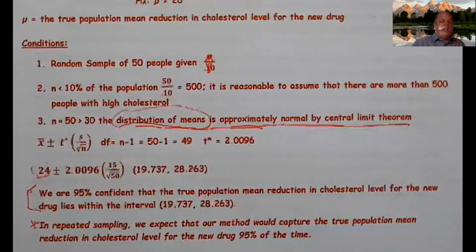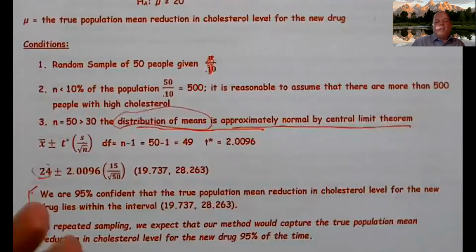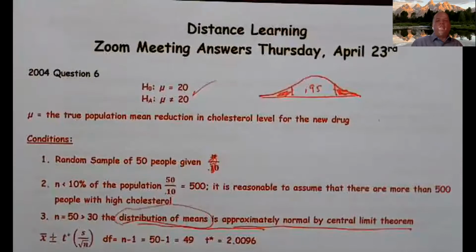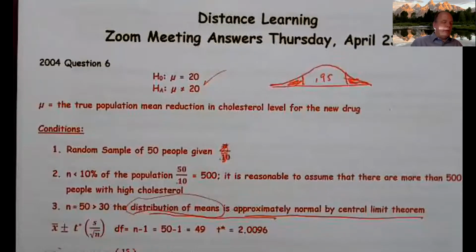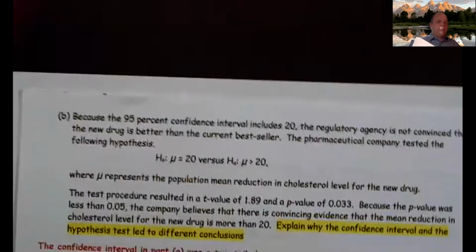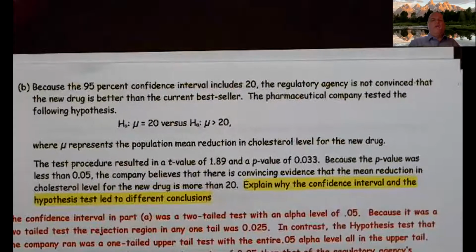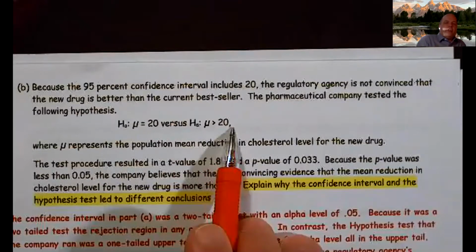So that's part A of this problem. Now, for some questions, it's like, gosh, that would be just about it. But for this one, because it's a question 6 or investigative task and takes a little more time, we have multiple parts. So we move on to part B. Because the 95% confidence interval includes 20, the regulatory agency is not convinced that the new drug is better than the current bestseller. The pharmaceutical company tested the following hypothesis. Well, hold on just a second.